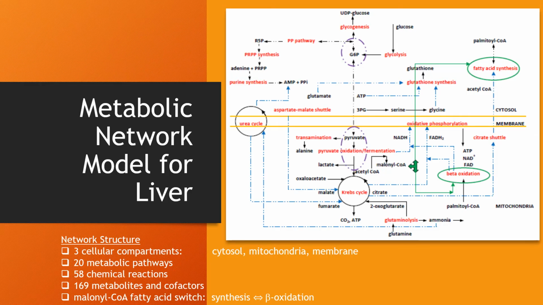The metabolic network model for the liver used in this study is shown on the right. Note that it includes all of the common pathways in any cell. Pathways are shown in red, metabolites and cofactors are shown in black. The blue dashed lines indicate inter-pathway transport, and the green lines indicate the fatty acid switch between fatty acid synthesis and beta oxidation.